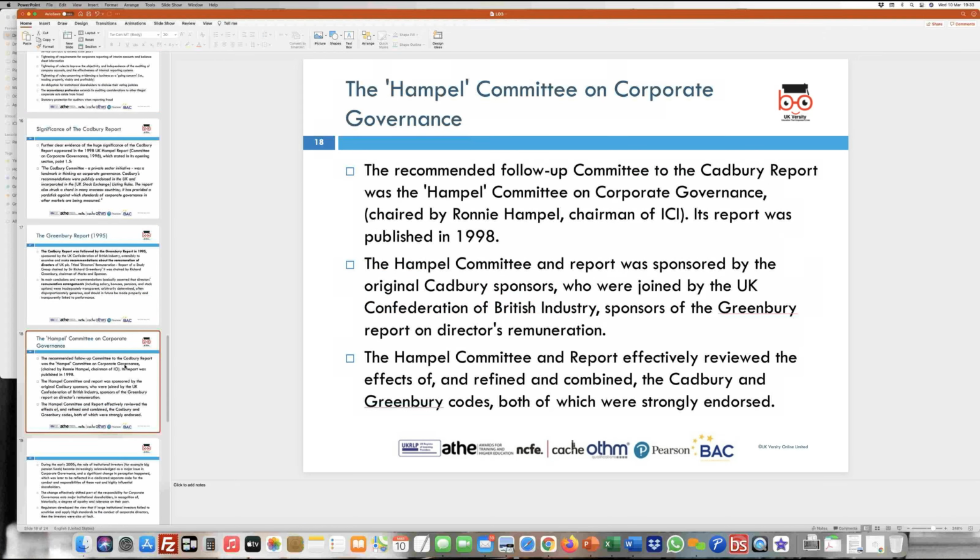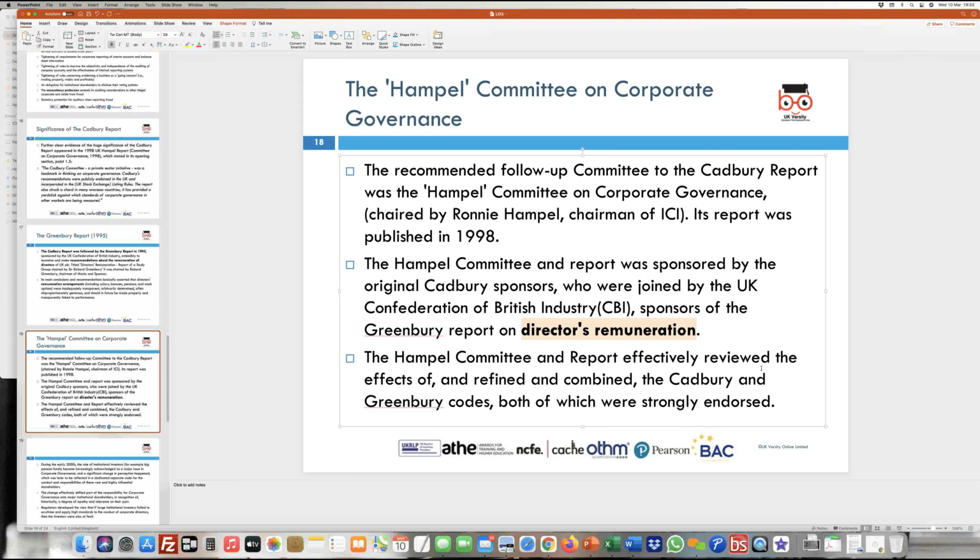Now, this is a report which came out further after the Greenbury report, in 1998. And this report actually looked at revisiting some of the recommendations which the Cadbury report had made. And it also listened to what is called the CBI. Now, the CBI is a very important body in the UK, called the Confederation of British Industry. And it included recommendations from the CBI in terms of directors' remuneration, specifically in terms of bringing changes to the directors' remuneration in the company.